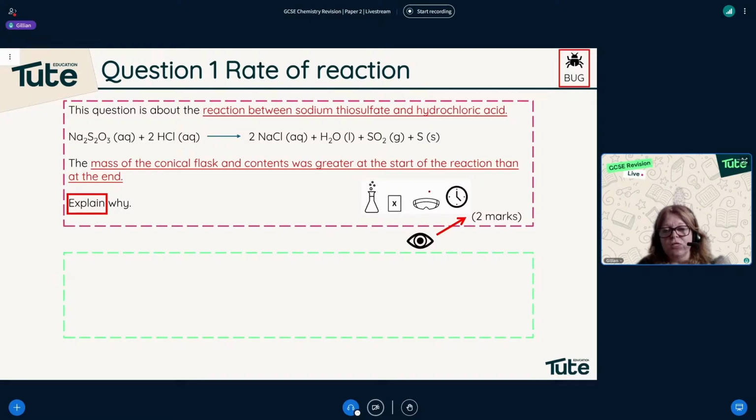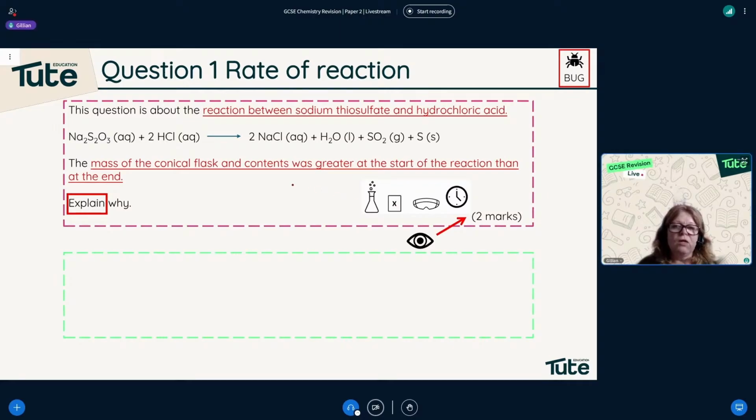Now, if we look at this equipment here, hopefully this is familiar to you. This is what we call a disappearing cross experiment. So if you were doing this experiment in the lab, you've got your conical flask, you would add in a certain volume of sodium thiosulfate and hydrochloric acid, place your conical flask onto that cross, and you would time how long it takes for that cross to disappear, hence the name, the disappearing cross experiment.